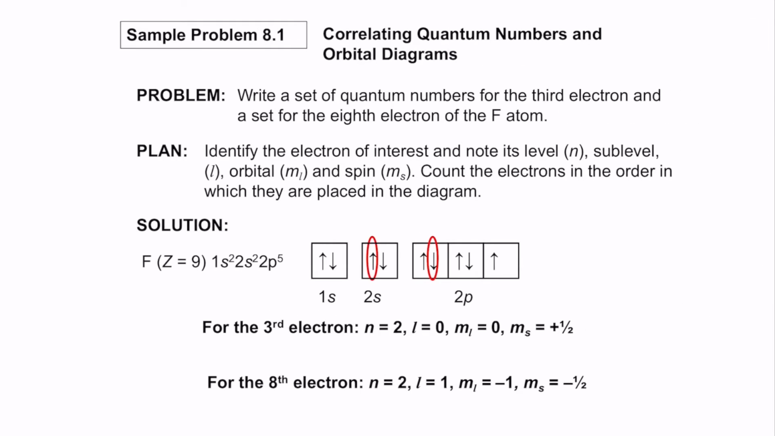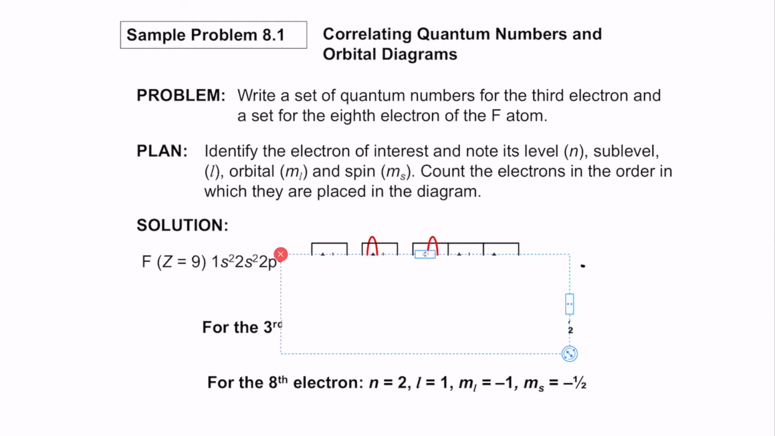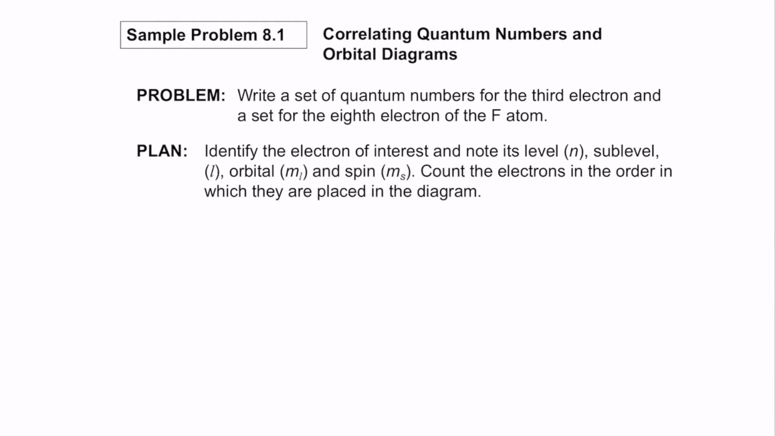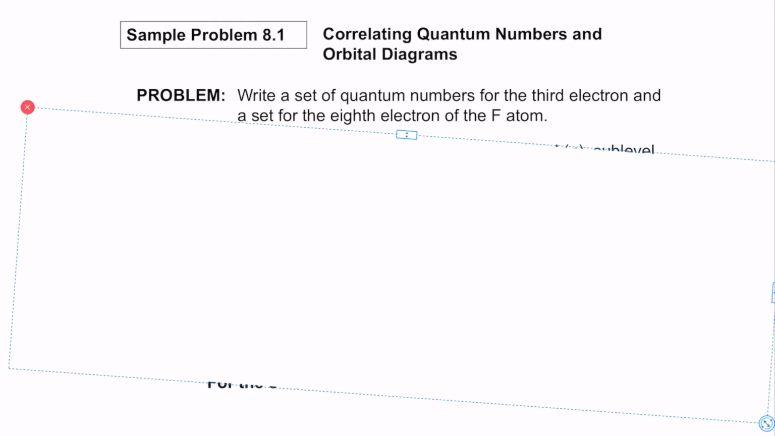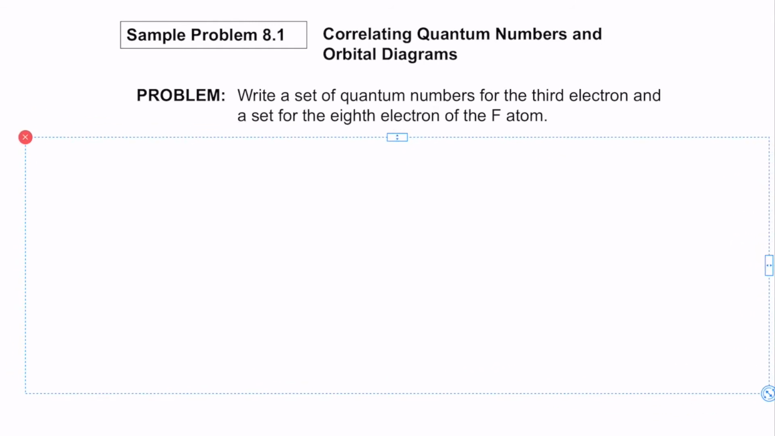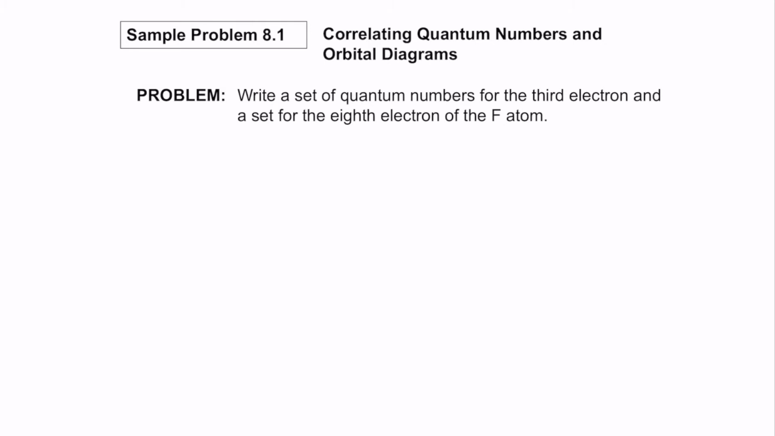So let's take an example here. They're asking you to write the set of quantum numbers for the third electron and a set for the 8th electron of the fluorine atom. So it's the third electron and the 8th electron. How would you write for this one here?